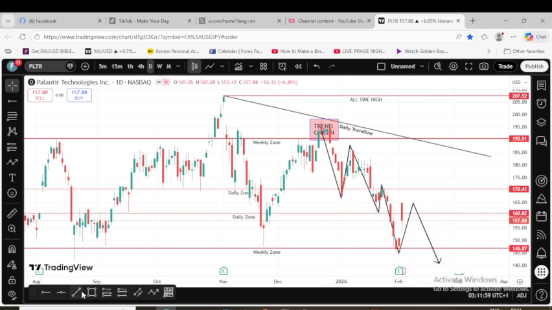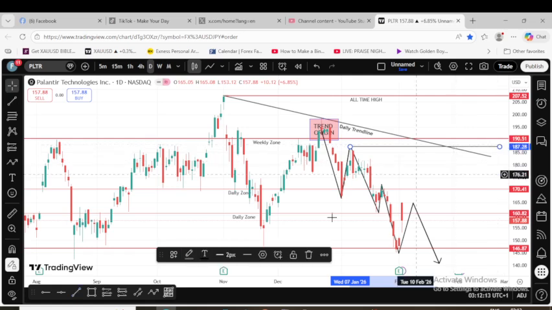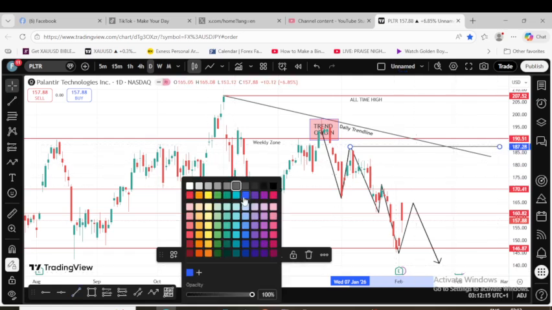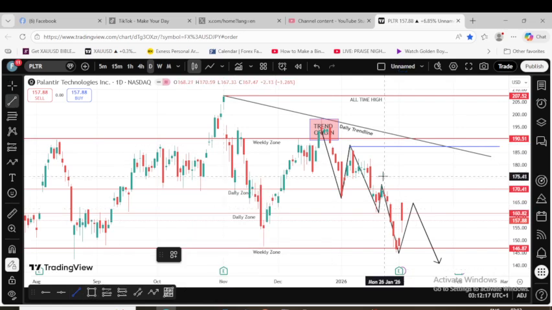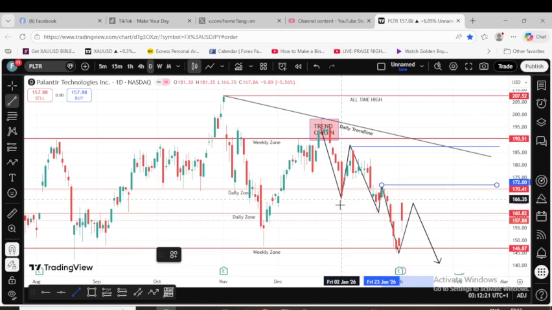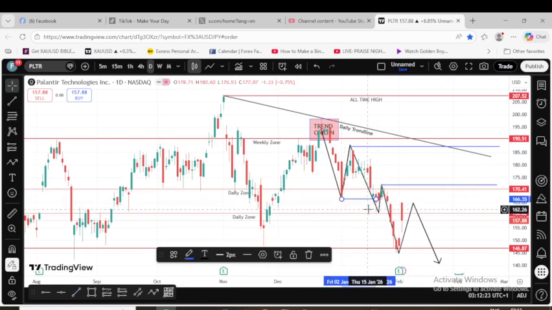So the next thing after identifying our market structure, okay, we're not actually done identifying the market structure. Now we have to identify our swing highs and our swing lows. So since it's a downtrend, this is my lower high. Let's make it blue. These are my lower highs, and then these are my lower lows. Let's make them red.